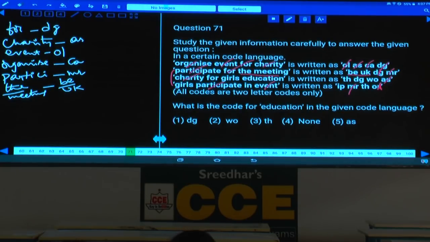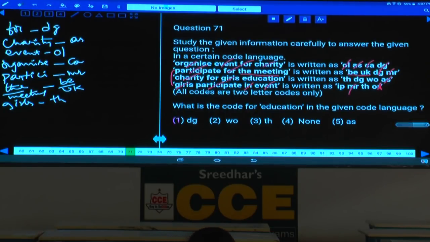Then charity for girls education. What is the word common here? Girls is the word which is common between these two. Then what is the code common here? TH. And the code to the word girls is TH. If girls is TH, then what is left over here? Girls is TH. And in is in.